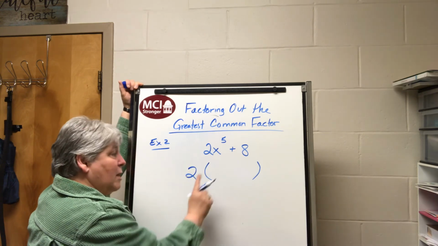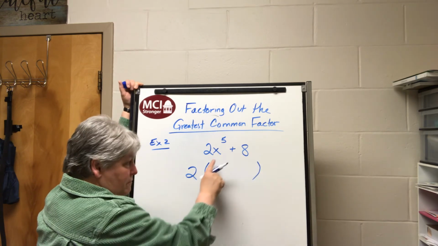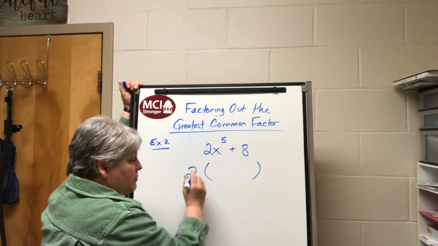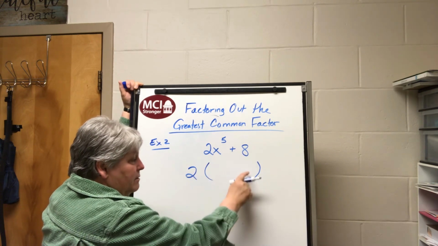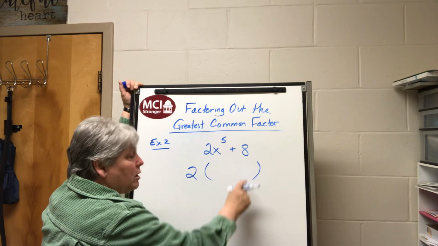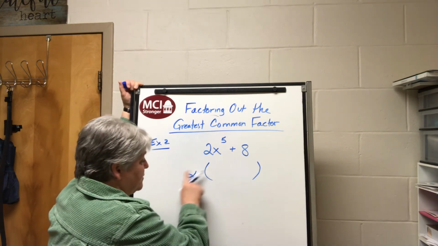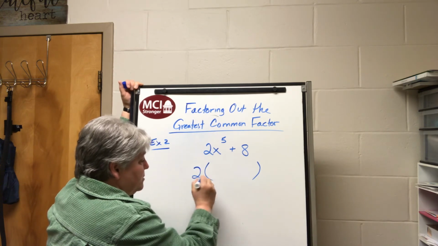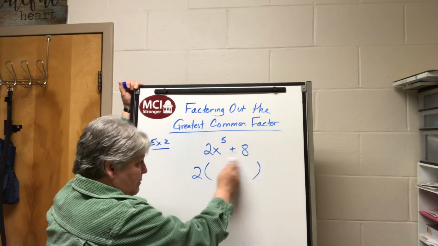Then the next question, are there x's in both terms? Well, there aren't. There's only x's in one of the terms. So there will not be any x's out here, because if there had been, when you distribute them, all of the terms would have gotten some x's. So guess what? In this case, 2 is the only common factor. There was no variable that was common to every term.